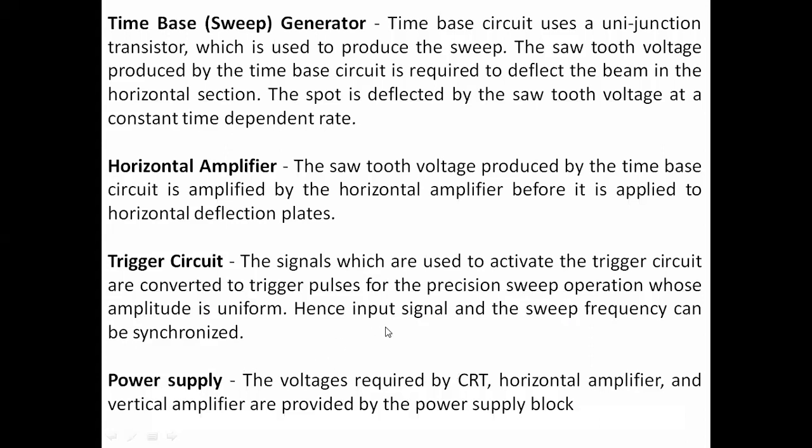So the next one is the power supply. The voltage required by the CRT, horizontal amplifier, and vertical amplifier is provided by the power supply circuit.